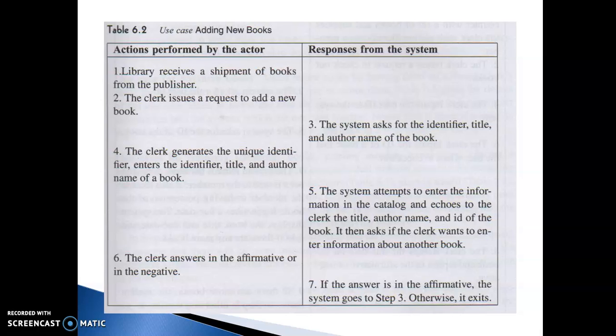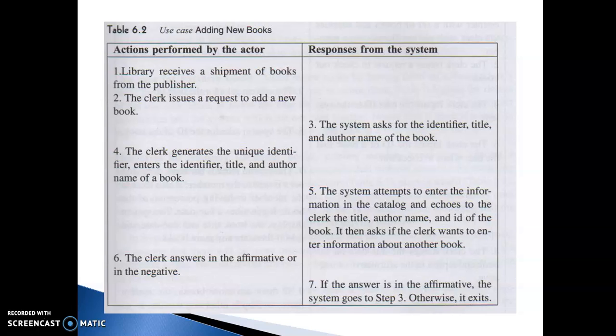So whenever you are entering this information, it will echo, meaning it will display the information whatever you have entered. It displays to you, and then the clerk answers in the affirmative or in the negative. Is the information you have entered correct or not? That is what is called an affirmative or a negative. If it is yes, then the books will be added. If it is no, then there is something wrong in the entry.